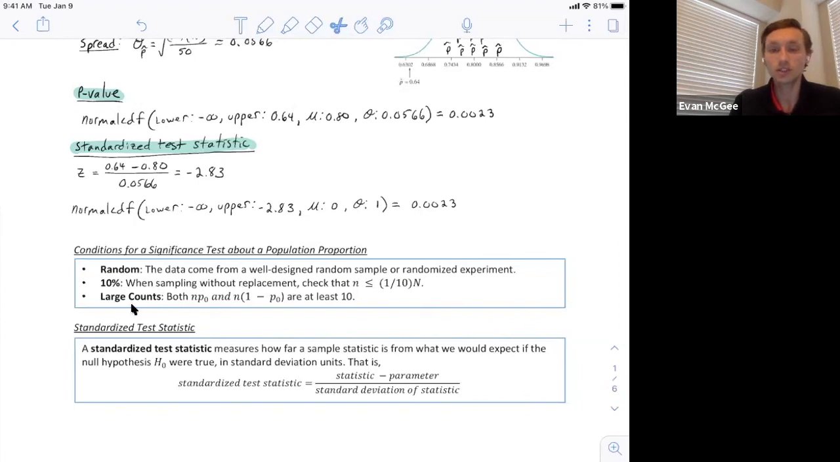The large counts condition now, we're assuming the null is true. So we'll do the sample size times whatever the null is, and the sample size times 1 minus whatever the null is. They both have to be greater than or equal to 10. And the standardized test statistic, the simple formula is it's the statistic you have minus the null parameter divided by the standard deviation, just like we saw here. Later in the video, you'll see a specific formula for tests about population proportions.